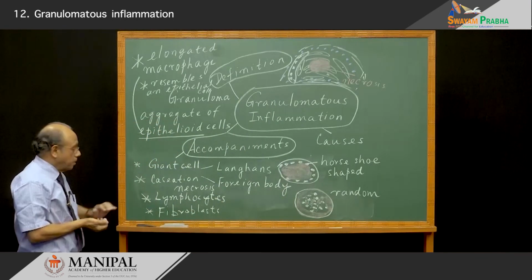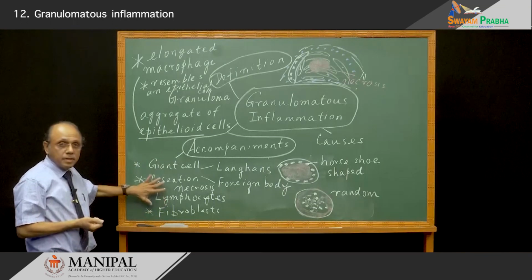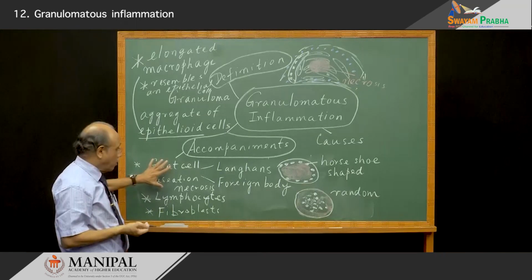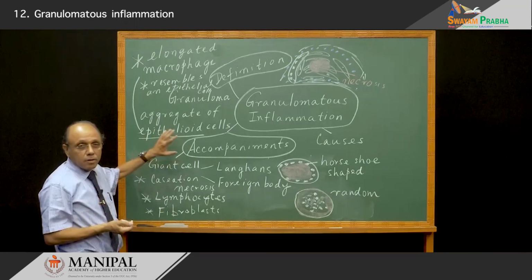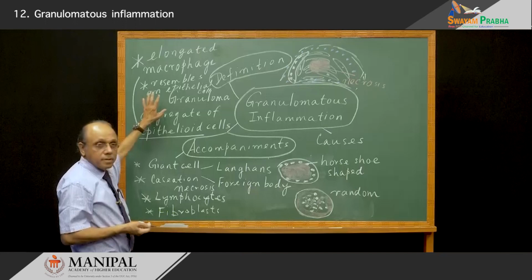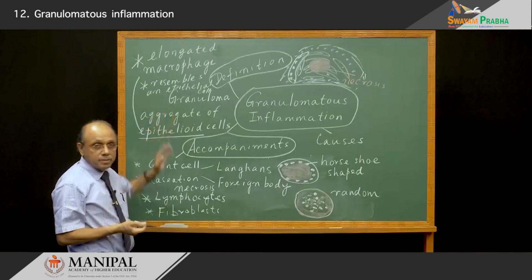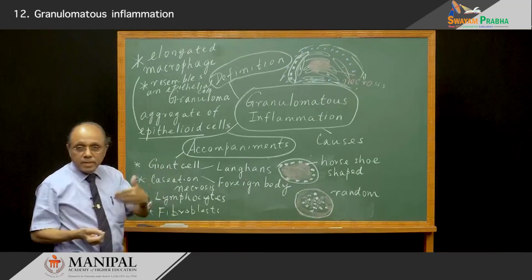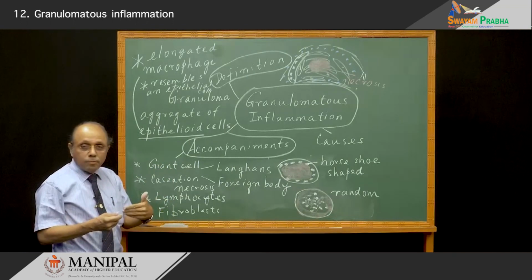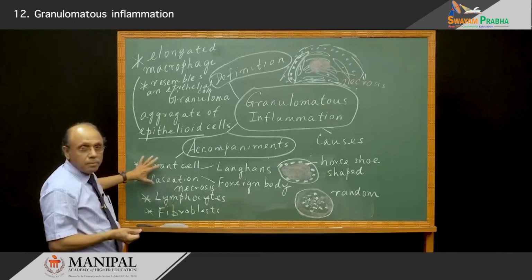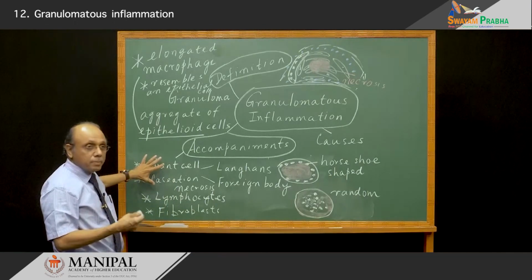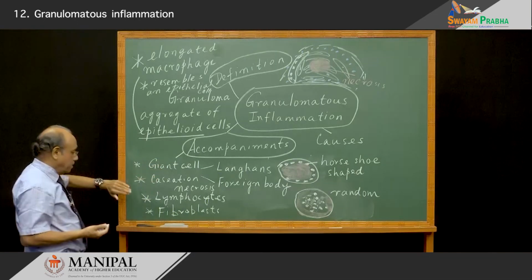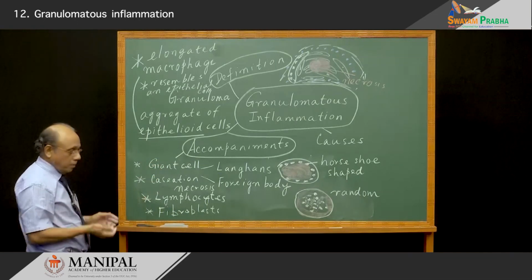Please note that these are not necessary for a granuloma. These are additional, these are accompaniments. The essential requirement for a granuloma is the collection of epithelioid cells. If any of these things are present, these will be more of decorative value. It might only make the granuloma very prominent when you view it, because of the presence of the giant cell, the caseation necrosis, the lymphocytes and the fibroblasts.